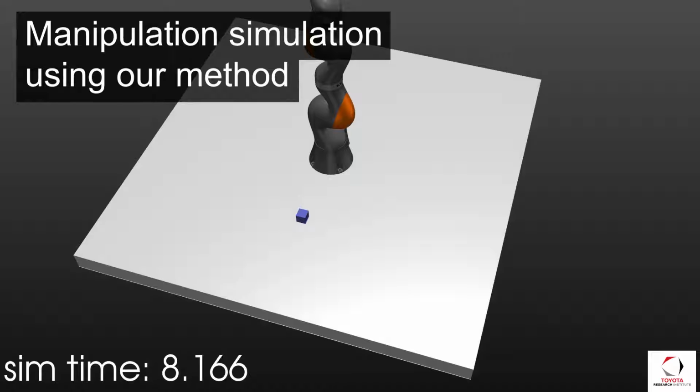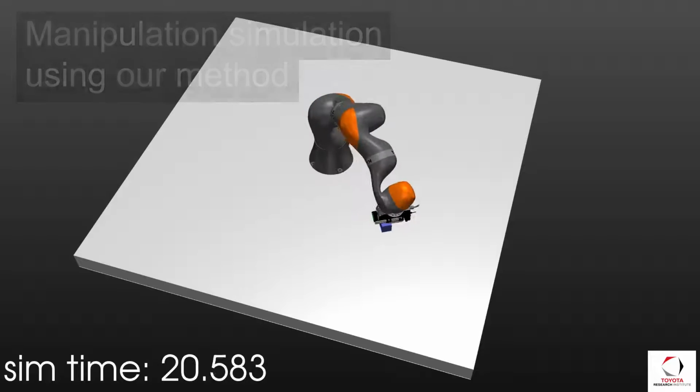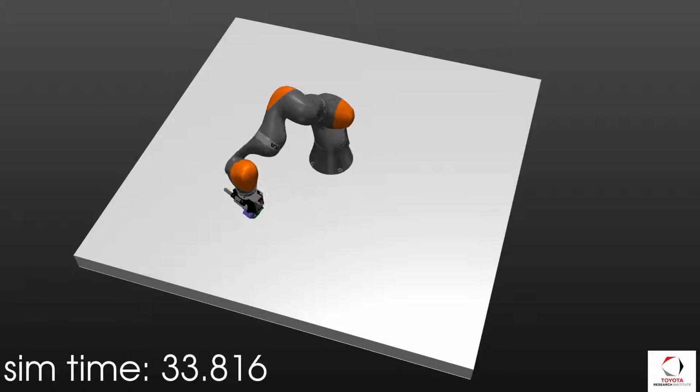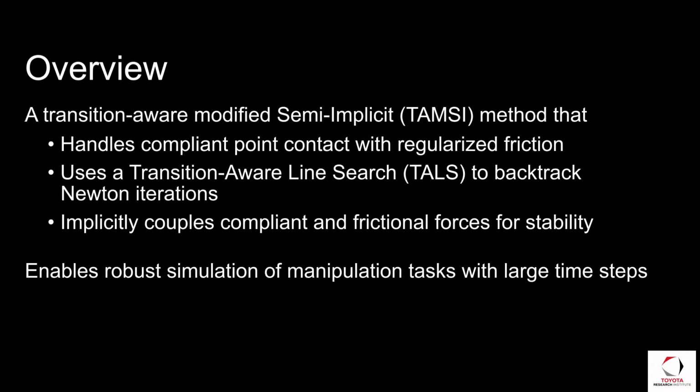Our method effectively simulates contact with friction in manipulation tasks. We simulate contact using a continuous model of compliant forces with regularized friction. This allows us to cast the problem as a system of ODEs. We evaluate the performance of implicit integrators for these stiff systems and design a method that allows the implicit Newton solves to succeed even when using large time steps.